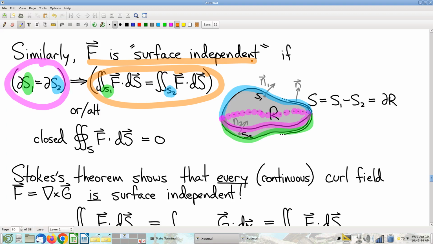It's going to turn out that there are not only some vector fields that are surface independent, it turns out that there's a lot of them. There's an entire category of them. We'll get to that in just a minute.